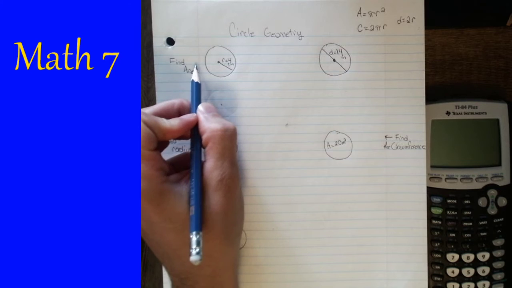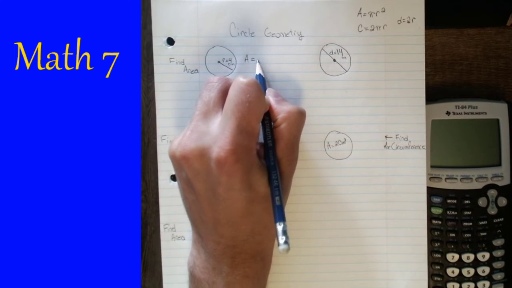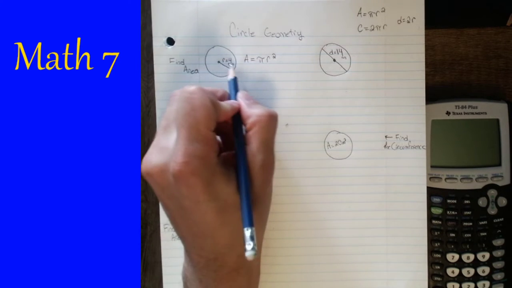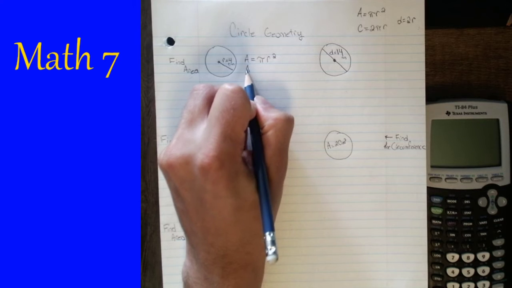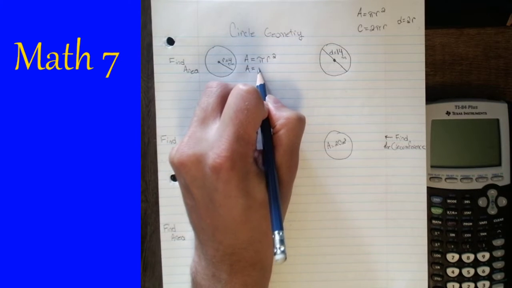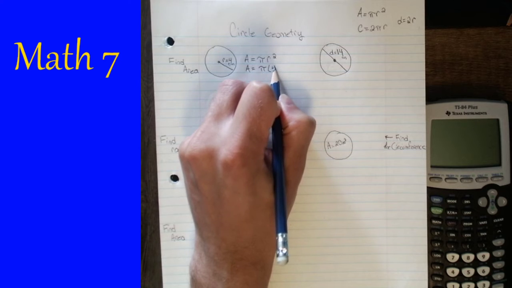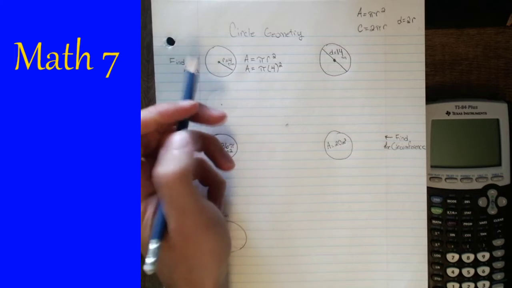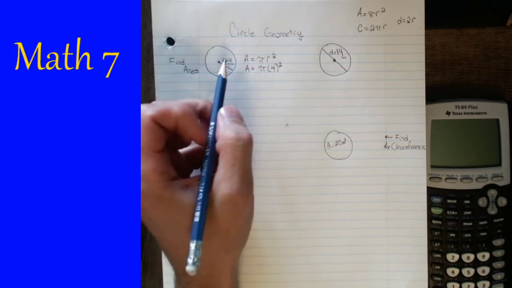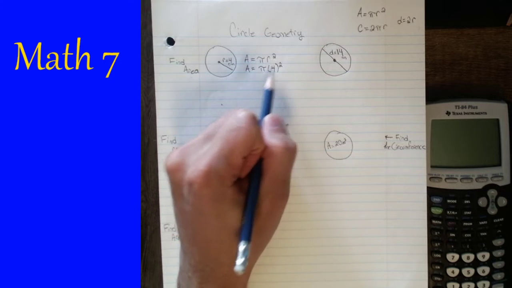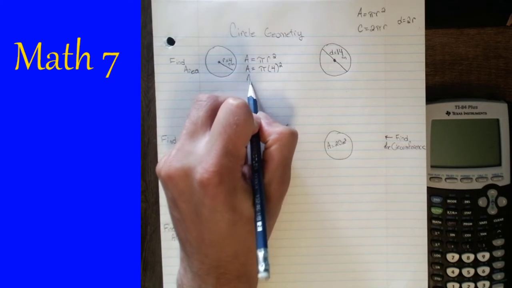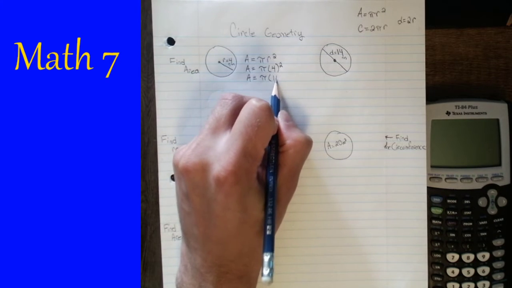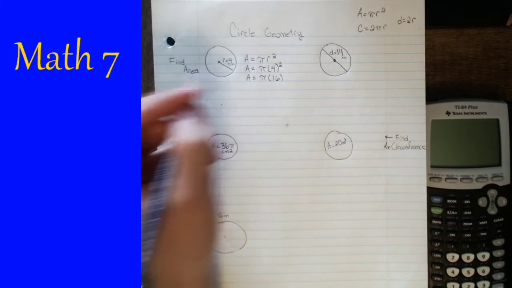So here I'm looking for the area, so I'm going to use my area formula, pi r squared. And I know that the radius is 4. So I have area is equal to pi multiplied by 4 squared. Remember from the introduction video that 4 squared is just 4 times 4. So we can write this as pi multiplied by 16, because that's what 4 squared is.